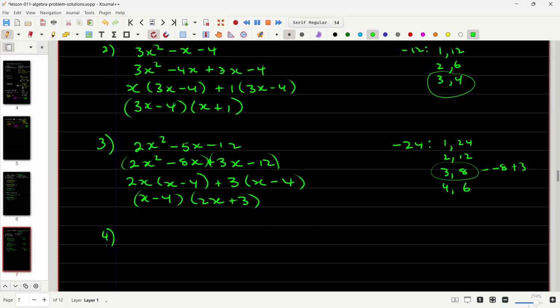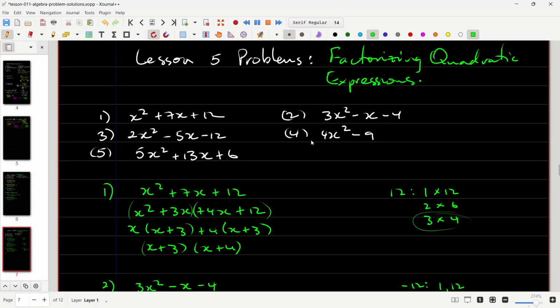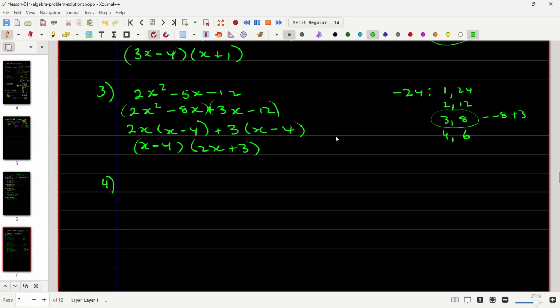That's the fourth one. So the fourth one is 4x squared minus 9. Now, I showed you how to do this in the next lecture. But what I'm going to do is I'm going to do it the other way. So I'm going to rewrite this first off. I'm going to say 4x squared minus 0x minus 9. Or I can say plus 0x. Doesn't matter. Then I'm finding 4 times negative 9 is going to give me negative 36.